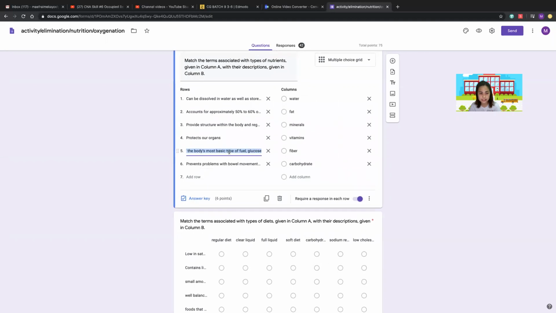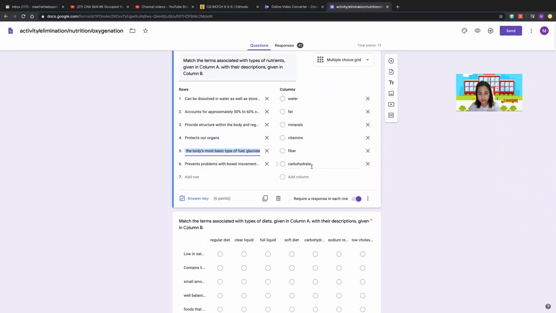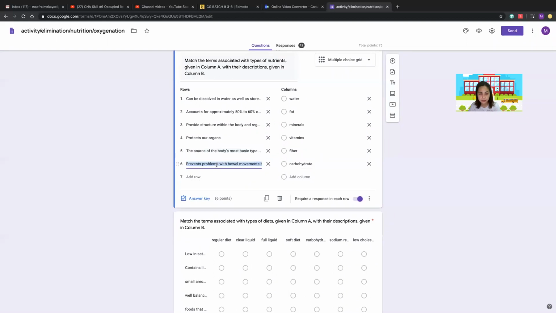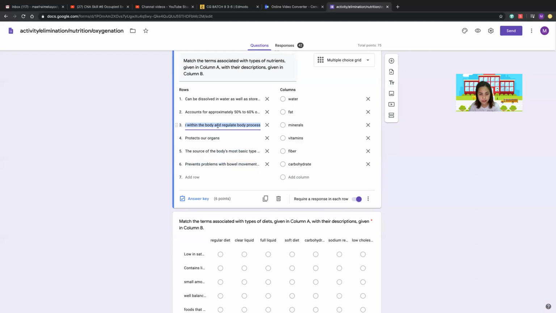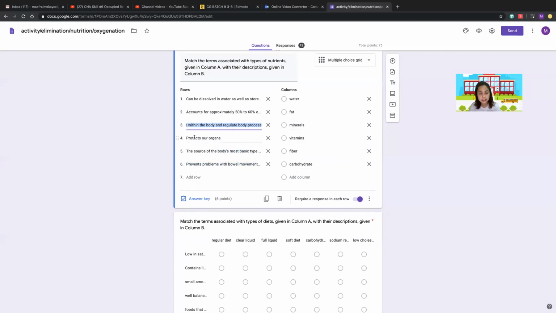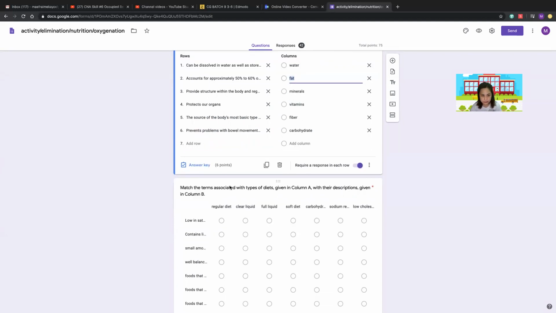The body's most basic type of fuel and glucose is your carbohydrates. Then prevent problems with movements by adding bulk to feces is fiber. Sorry, protect our organs is our, provide structures within the body and regulates processes is minerals. Then protects our organs is fats. Okay, so these are the answers.